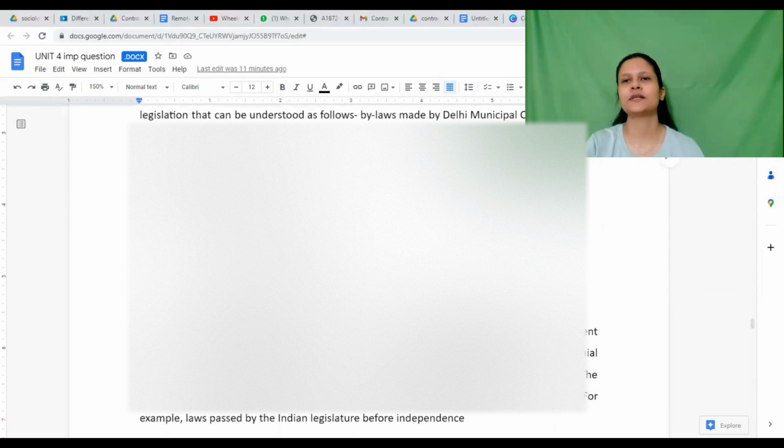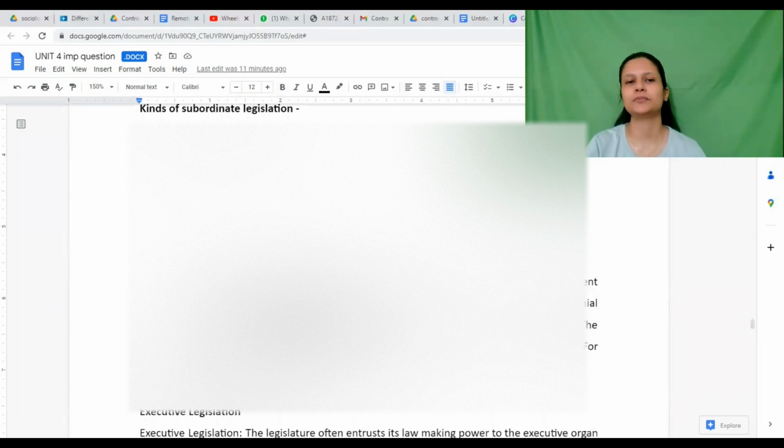So there are different kinds of subordinate legislation like colonial legislation, executive legislation, judicial legislation, legislation under local self-government, and autonomous legislation. So, colonial legislation. The British Empire had many colonies around the world. The British Crown and its parliament entrusted the power of self-governance to these colonies, by which colonies enacted laws. Colonial legislation was dependent for its continued existence and validity on British authorities. The British Parliament had the power to alter, repeal, or supersede any law made by these colonies. For example, laws passed by the Indian legislature before independence.